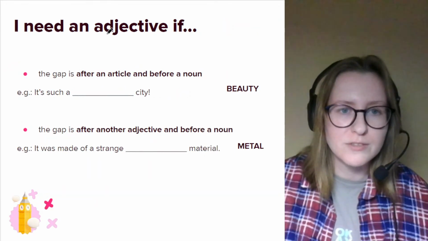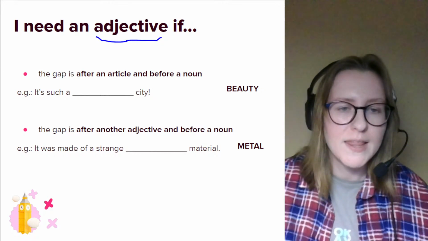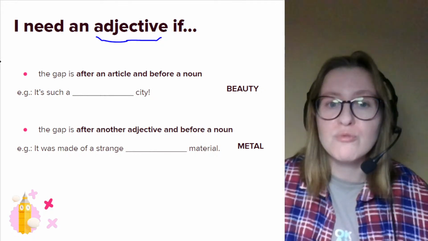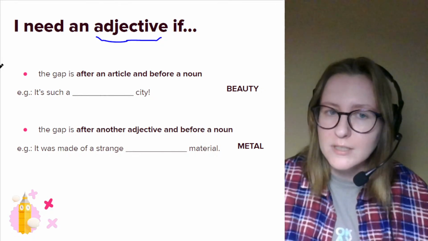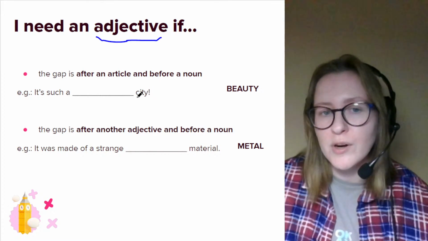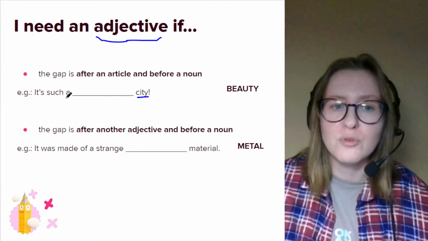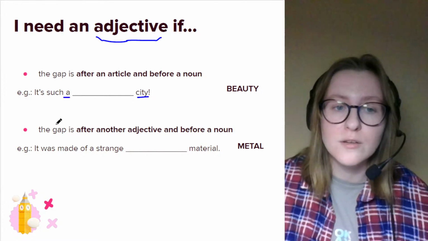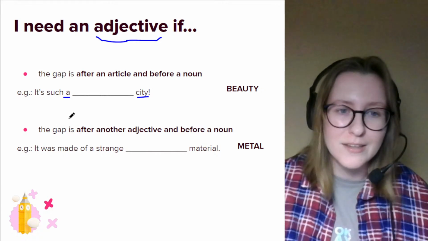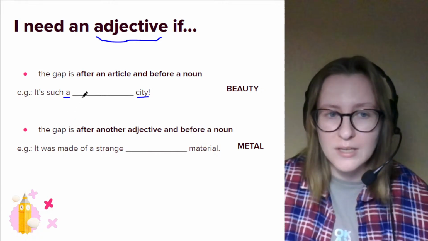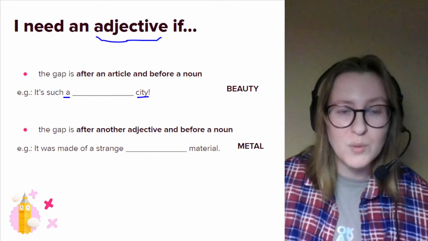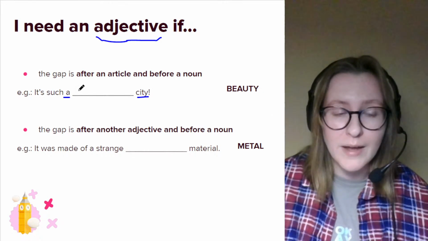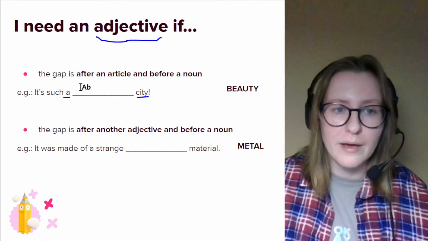Focusing on the adjectives here, guys. The gap is after an article and before a noun. We have already mentioned this, guys, right? If after our gap we have a noun and before we have an article, then there is nothing else that we can put into the gap, right? Because only an adjective can describe our noun.